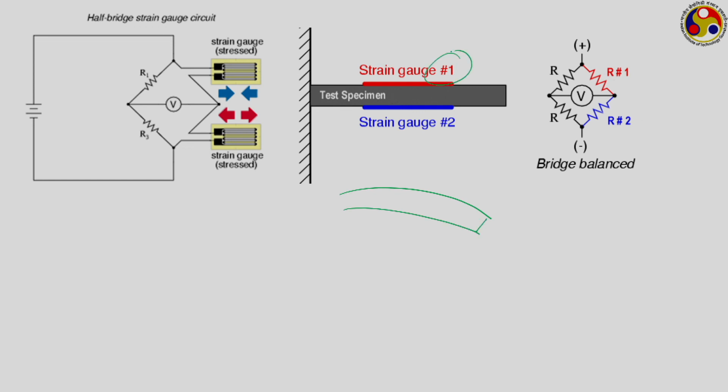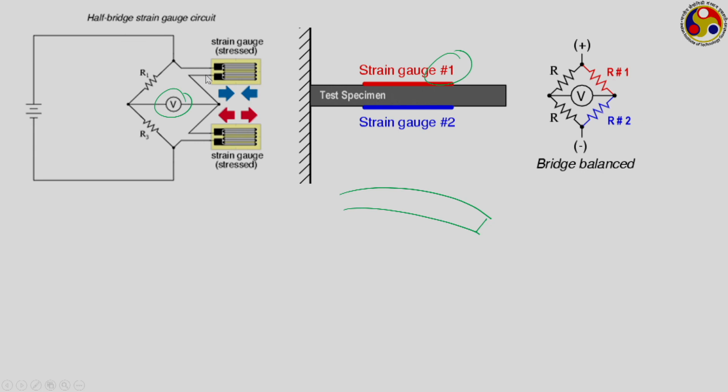Strain gauge number 1 will sense a tensile load, whereas number 2 will sense a compressive load, and that will get reflected on this gauge circuit properly, and that will double your output voltage. Actually, this output voltage will get doubled. This is called the half bridge strain gauge circuit.